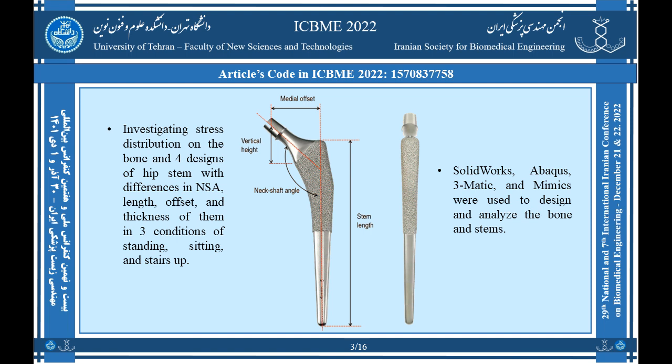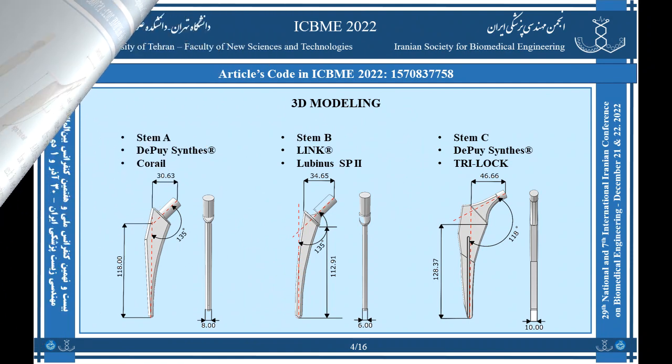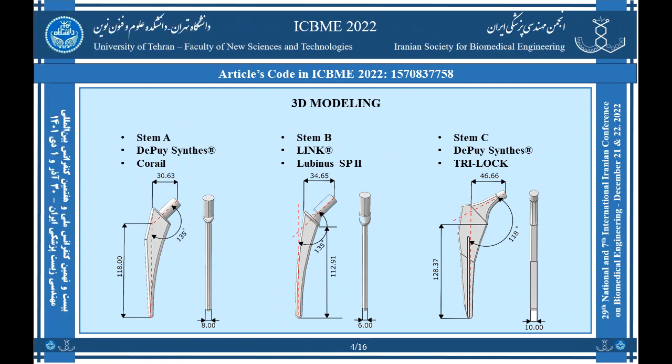This study aims to consider the biomechanical effect of the hip implant design on the bone and implant in terms of stress distribution in three cases of daily activities: standing, sitting, and stairs up, by using the finite element method. To investigate the effect of the design of the stem on the stress distribution of the bone and the stems, three types of cementless stems available in the market were modeled on SolidWorks. The modeling was done based on the designs of two reputable companies. These stems are different in length, offset, neck shaft angle, and thickness. The measure of each parameter is shown here in these figures.